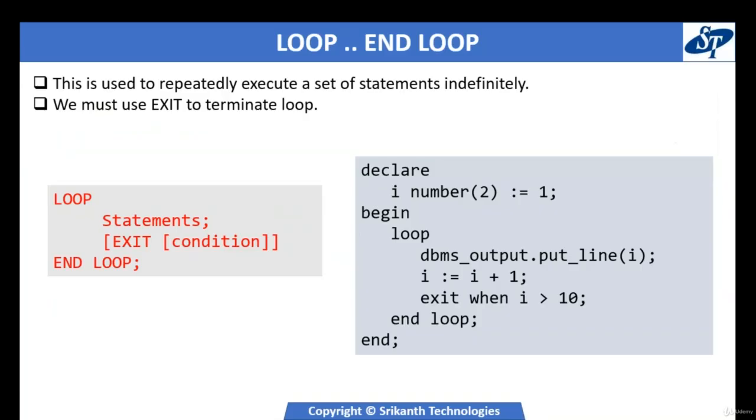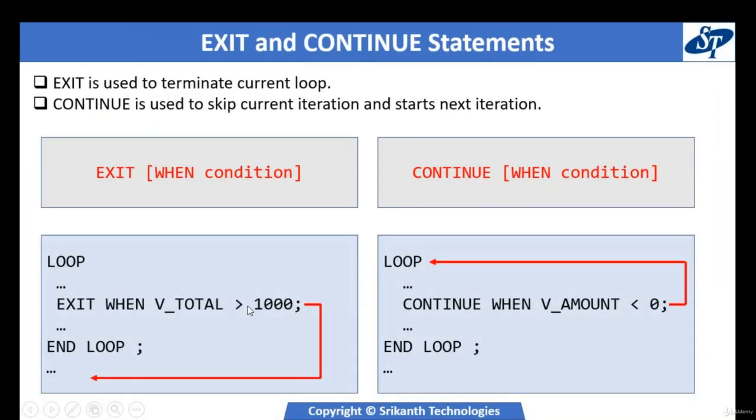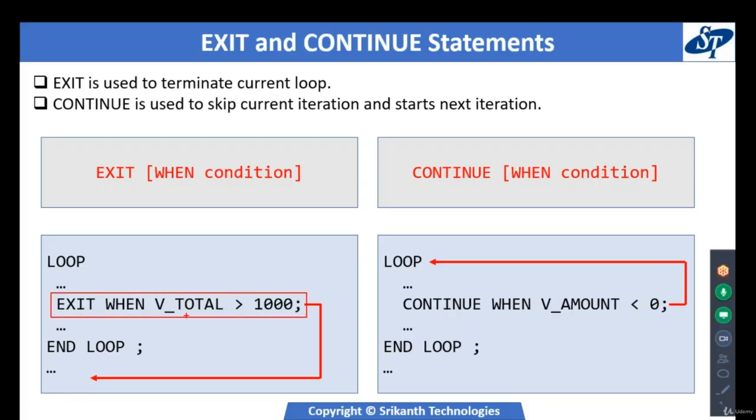Now let us see the next looping structure, which is while loop. But before that, let's also talk about exit and one more very important statement called continue. Exit is used to terminate the loop. Whenever you say exit, the loop is terminated. But you can execute exit conditionally. I mean, you can give a condition. Only when the condition is true, then exit is executed. That's exactly what I'm doing here. I want to exit the loop when total is greater than 1000.